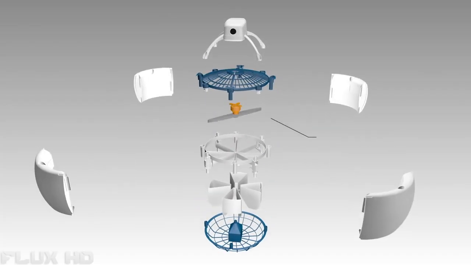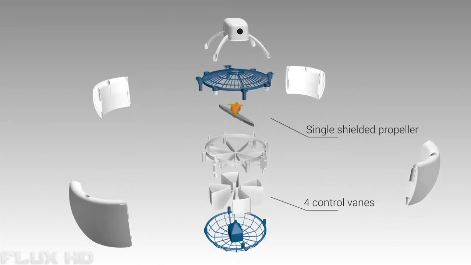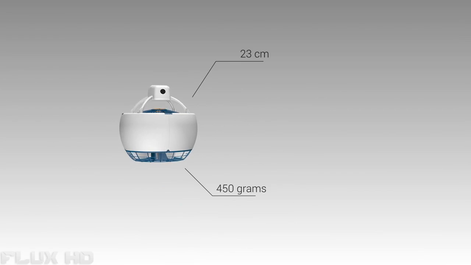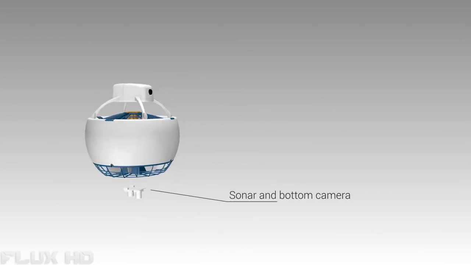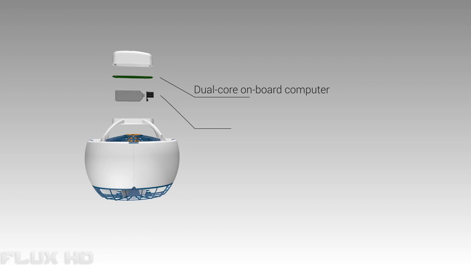What makes Fly's design so innovative? It's made of a single shielded propeller and four control vanes for stability. It has the same size and weight of a soccer ball, and it's packed with sensors, a powerful onboard computer, an HD camera, and a Wi-Fi connection.